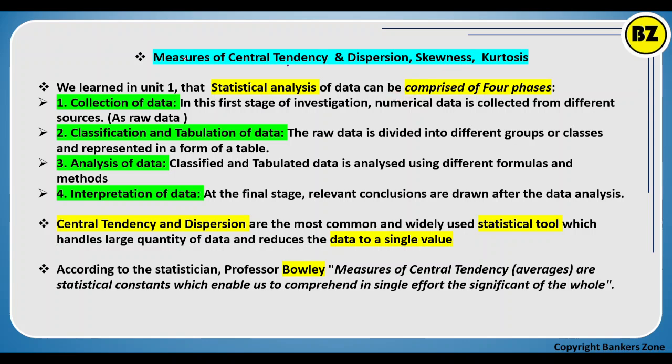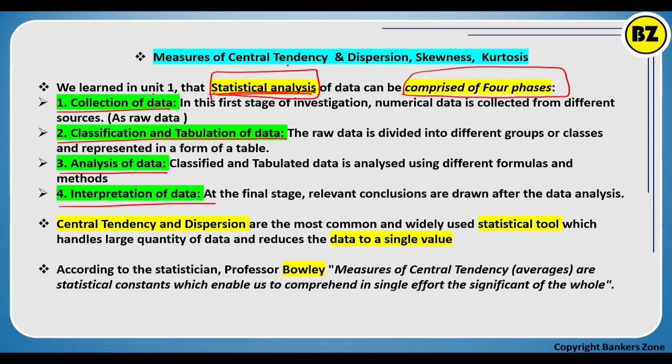Now see, in the first unit, we have already learned what we mean by the statistical analysis of data, and it is comprised of 4 phases. So how is statistical analysis done? We know the first stage is collection of the data, second is the classification and tabulation of the data, third is analysis of the data, and fourth is interpretation of the data.